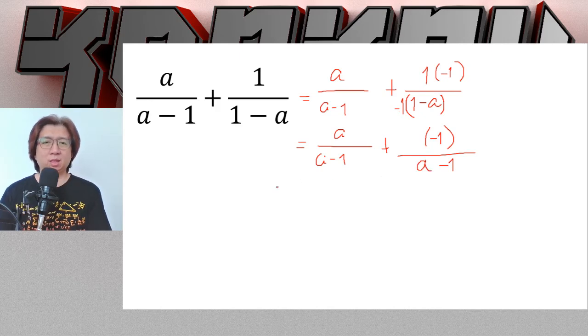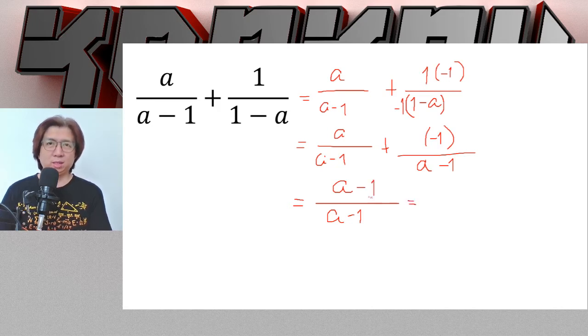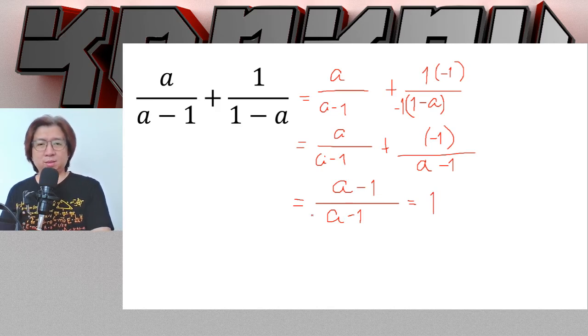Okay? So we have a over a minus 1, and then a plus negative 1, of course, is negative 1, I mean a minus 1. So we have a minus 1 all over a minus 1, which is equal to 1. Okay? Next one.